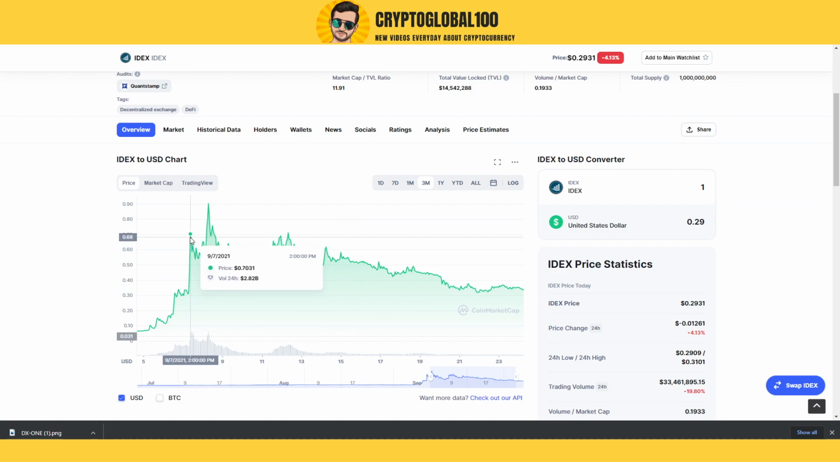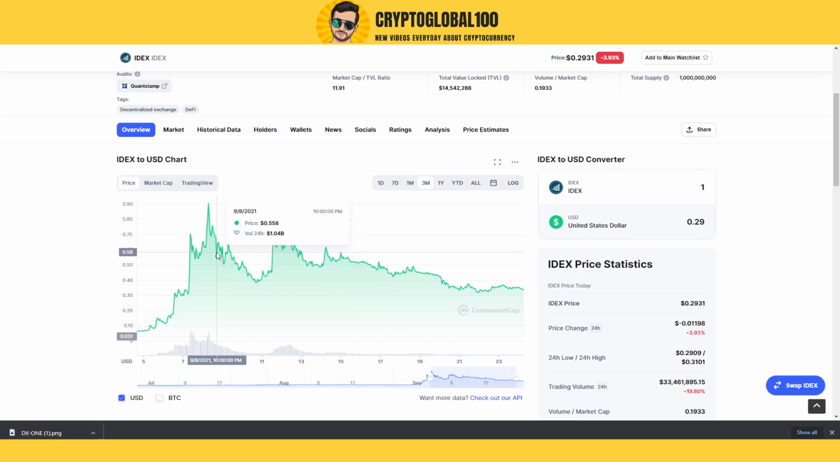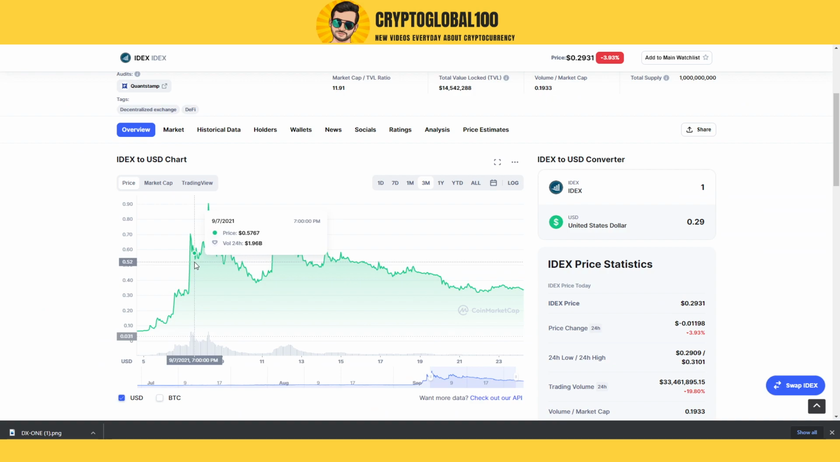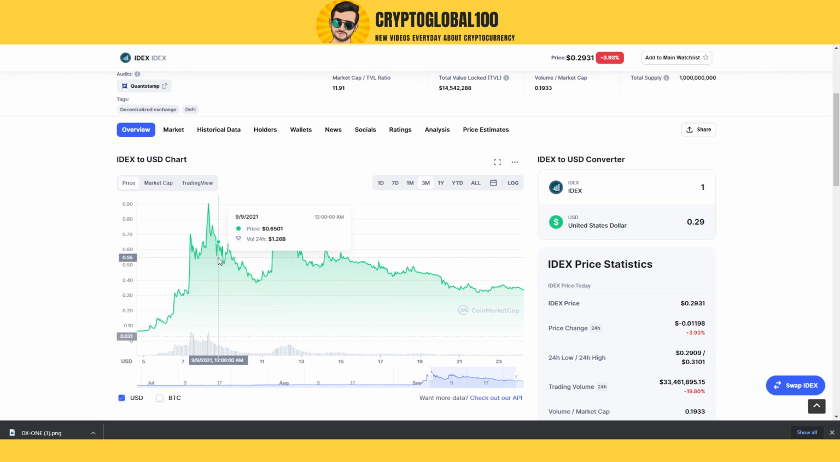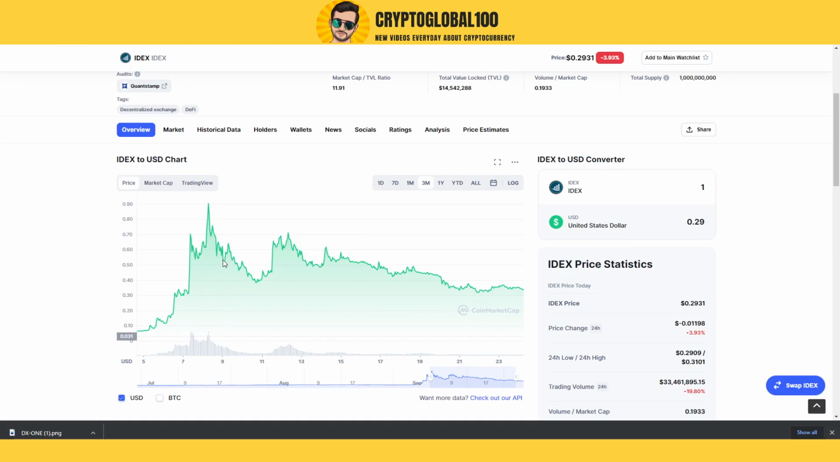When the price first made the all-time high, the next peak, almost in this area, was around $1.78 billion at the price of 0.53. Now let's compare it to when the price was here, again 0.5, but here the volume was only 1 billion. Again, take a look here, 0.5, sorry, the volume 1.7. Here in this area, see 0.5, but the volume was almost 70% down.